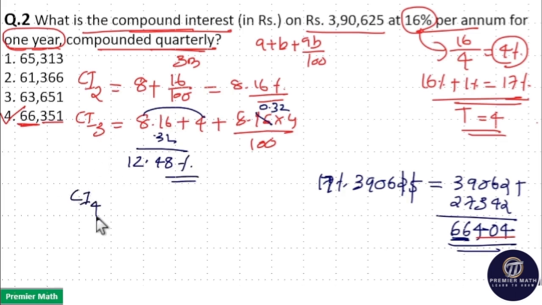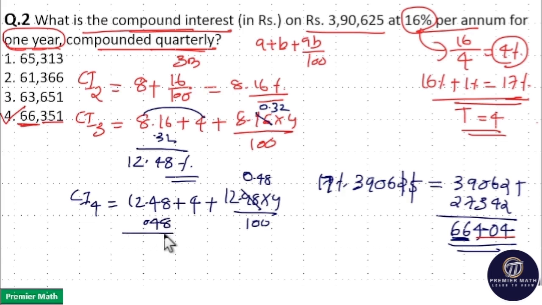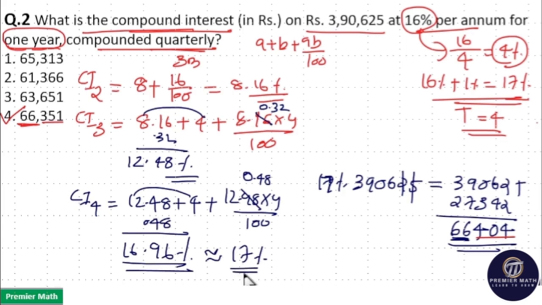Now for 4 quarters it is 12.48 plus 4 plus 12.48 into 4 divided by 100. Now leave this 0.48, and 12 into 4 is 48. So 48 by 100 is 0.48. Now add this 0.48 here, which is equal to, here 12 plus 4, 16, 16.48 plus 0.48 is 16.96. Now you can see it's 16.96%. This is around 17%. So if you calculate for 17%, you will get this one. If you calculate for 16.96%, you will get this one.